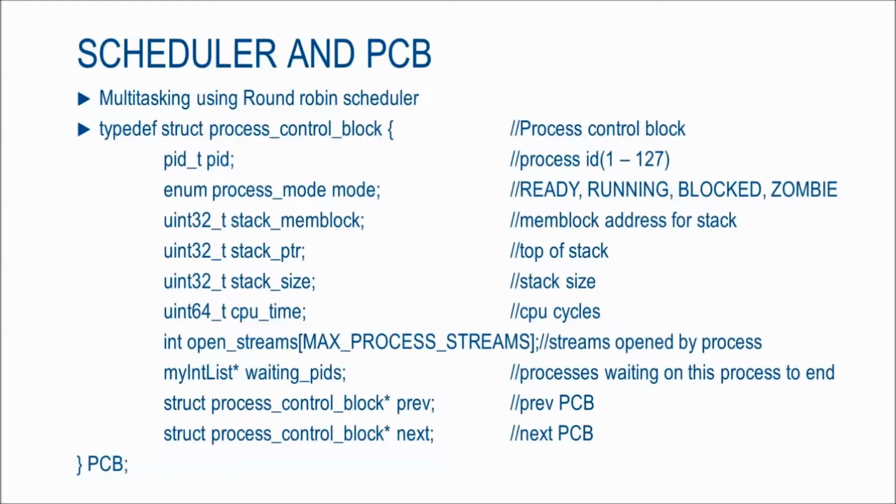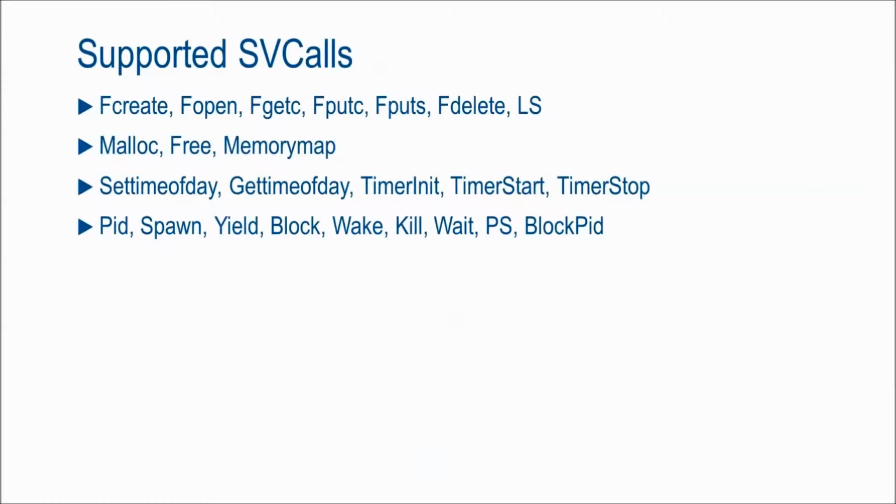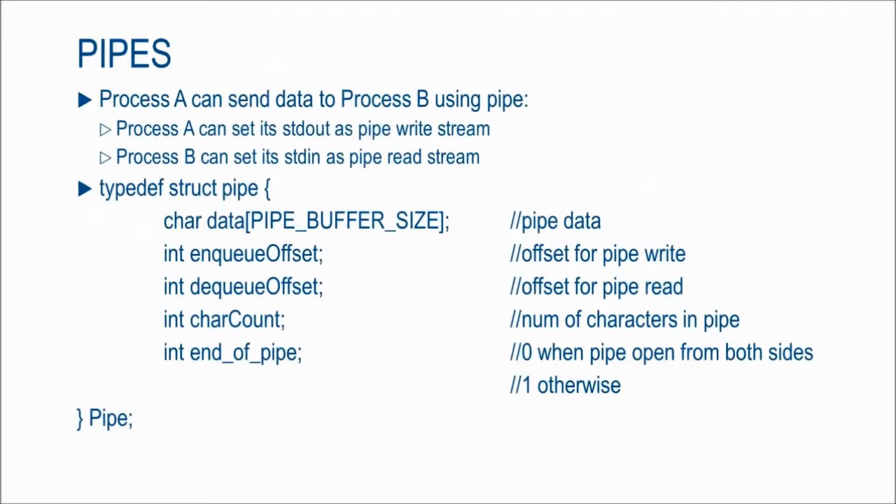Then I support multitasking in my operating system using the round-robin scheduler, and this is how my PCB looks. Notice I have an array of open streams in my PCB. This refers to all the streams opened by the process. The first three indices in this array are reserved for standard in, standard out, and standard error. And then there is an array of waiting PIDs. These are the processes which are waiting on this process to finish. This is the list of supported SVC calls. All of these have been implemented in the assignments.